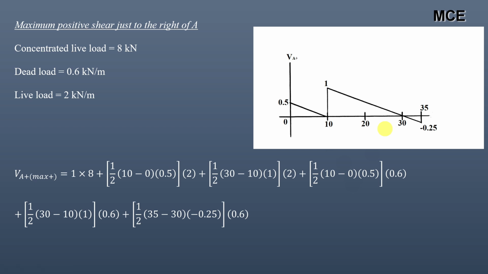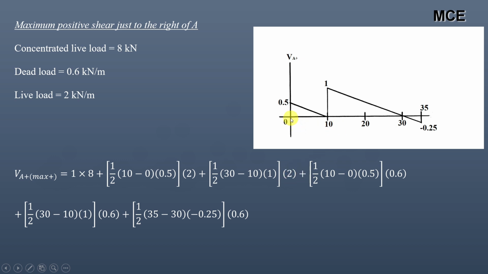So for maximum positive shear just to the right of A, the concentrated live load is at 10 meters, so it will be 1 into 8. The live load is first from 0 to 10. Its area is 1 by 2 into 10 multiplied by 0.5 multiplied by the magnitude of the live load, which is 2. And for this portion it is 1 by 2, 30 minus 10 multiplied by 1 multiplied by the magnitude of the live load, which is 2.